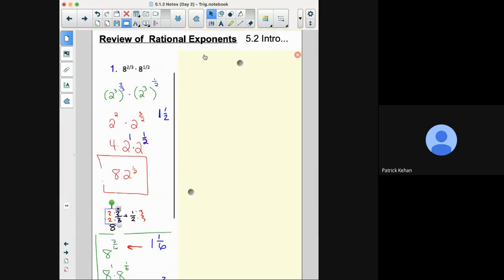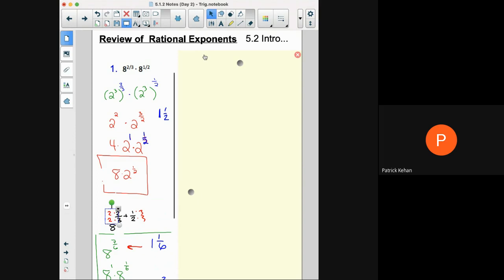Okay, so we are starting section 5.1.2, which is a little bit of an intro to section 5.2. These are properties you learned in Algebra 2 and you worked with in Algebra 2. They're not any more difficult. So there's some strategies here, and there's different ways to approach it depending on if you're working with me or a different teacher or a different tutor.